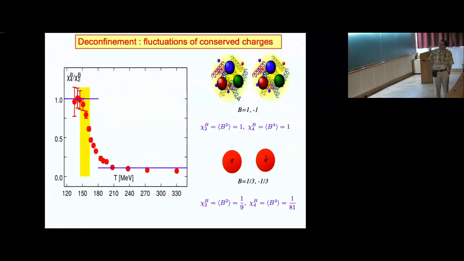So what you see is that the temperature dependence of the ratio of the fourth order to second order baryon number fluctuations follows the naive expectations: at low temperature it's just a gas of baryons with baryon number 1 or -1, and at high temperature just a quark gas where the quarks carry a fractional baryon number of 1/3. And the yellow band again indicates the uncertainty, the transition region.